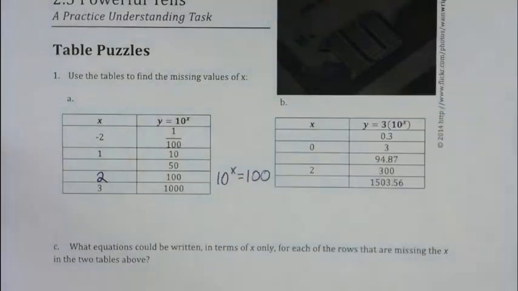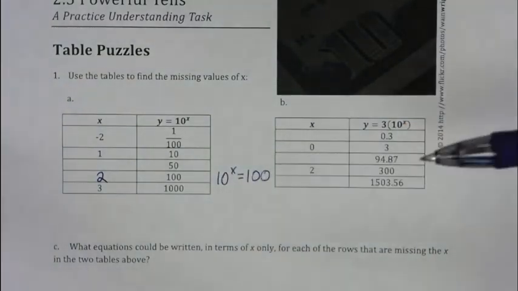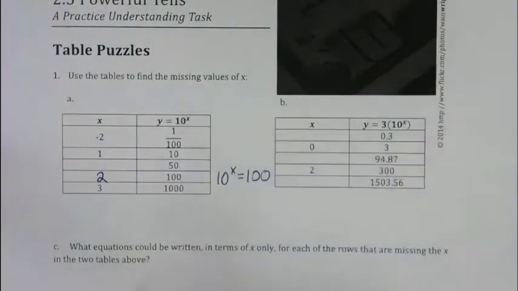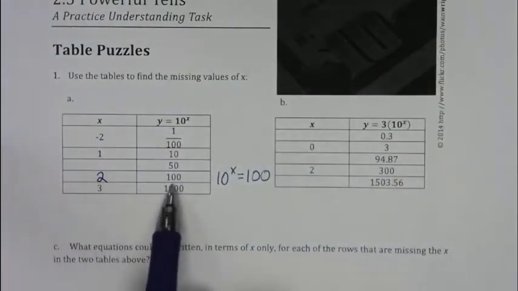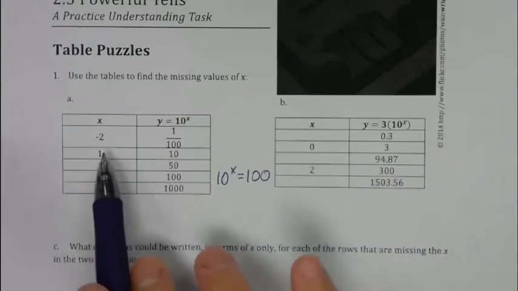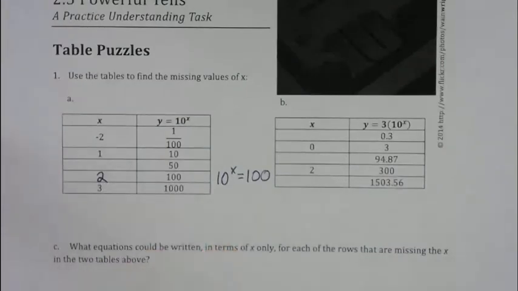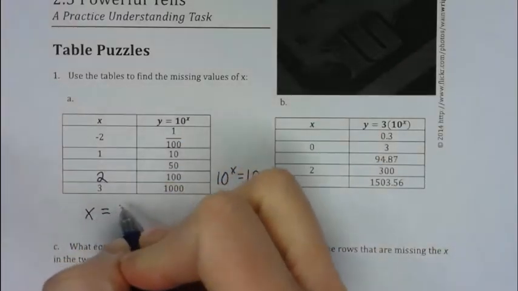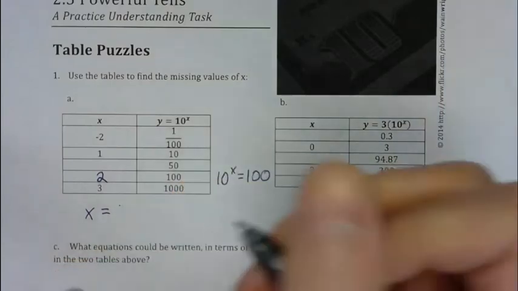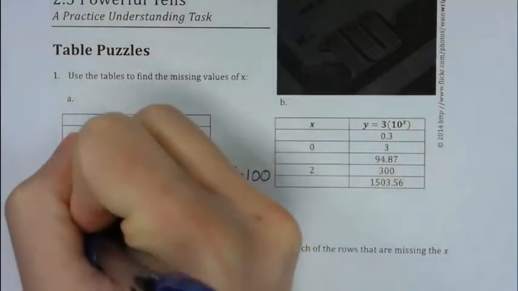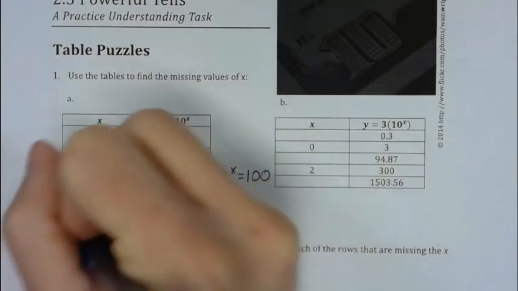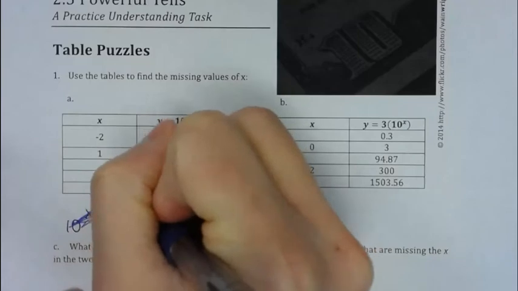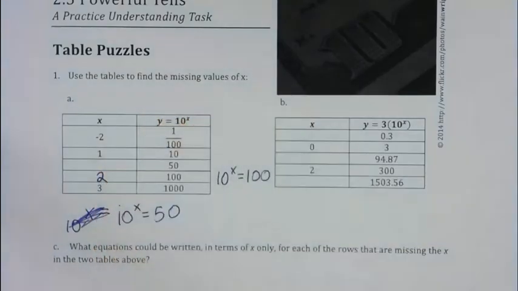Now, 50 is a little bit harder because there's no 10 to a power that gives you exactly 50. If 10 to the first power gives us 10 and 10 to the second power gives us 100, this x value is going to be somewhere in between 1 and 2. So let's rewrite that. We have 10 to some power x is supposed to equal 50.